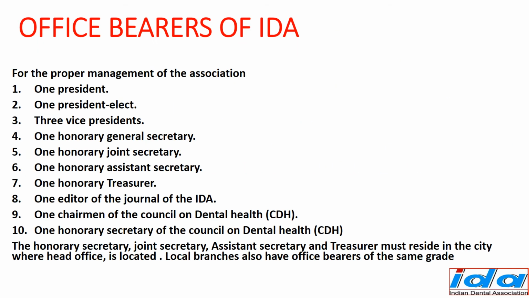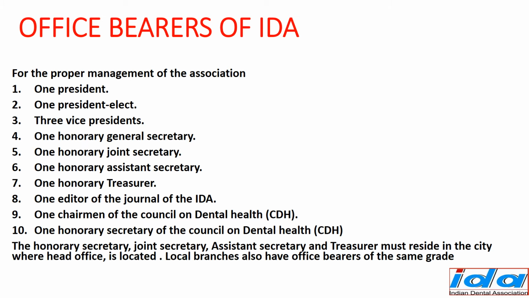So now who are the office bearers of IDA? They are elected for the proper management of the association. You have one president, one president elect, three vice presidents, one honorary general secretary, one honorary joint secretary, one honorary assistant secretary, one honorary treasurer who manages all the funds, one editor of the journal, one chairman of the Council on Dental Health, and one honorary secretary of the Council on Dental Health. So these are the various office bearers of IDA.